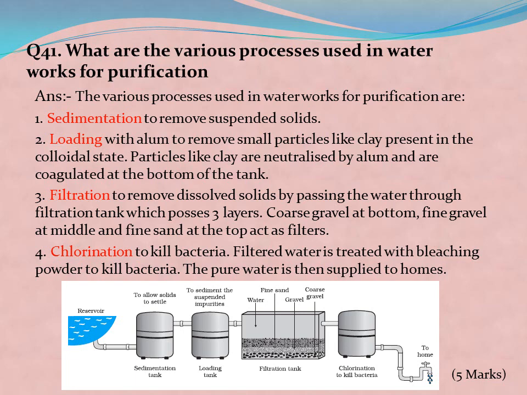3. Filtration to remove dissolved solids by passing the water through a filtration tank which possesses 3 layers. Coarse gravel at the bottom, fine gravel in the middle and fine sand at the top act as filters. 4. Chlorination to kill bacteria. Filtered water is treated with bleaching powder to kill bacteria. The pure water is then supplied to homes.